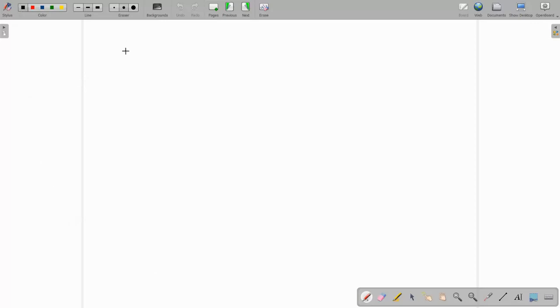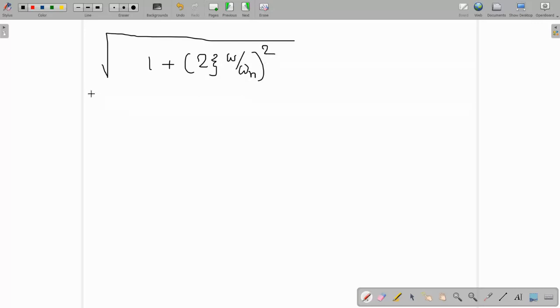The other equation for the transmissibility is the square root of 1 plus (2 epsilon omega upon omega n) whole squared, and so on. I will define all these terms, but let me write the equation first.